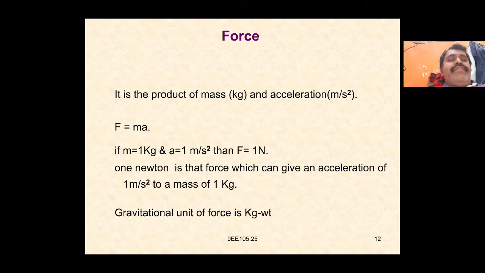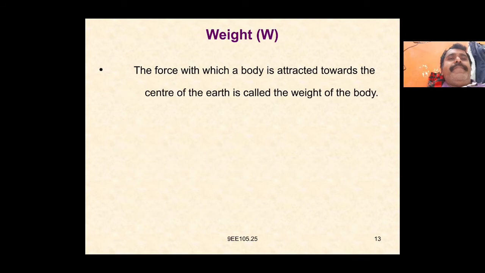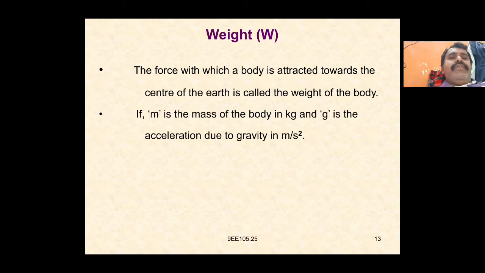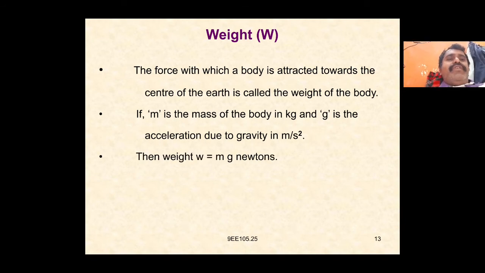Gravitational unit of force is kg weight. The force with which a body is attracted towards the center of the earth is called the weight of the body. Weight of the body is a measure of force. If m is the mass of the body in kg and g is the acceleration due to gravity in meter per second square, the weight W is mg newtons.